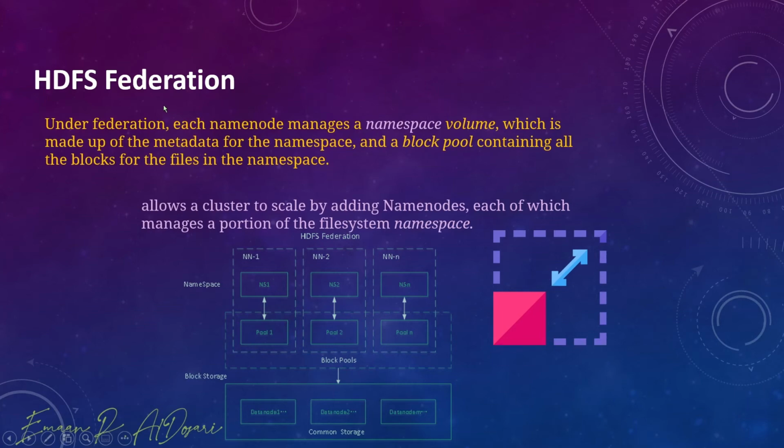The next topic is Hadoop distributed file system federation. The point of federation is to divide our namespace across many name nodes. And the point of dividing it is to allow the cluster to scale by adding name nodes, each of which manages a portion of the file system namespace.